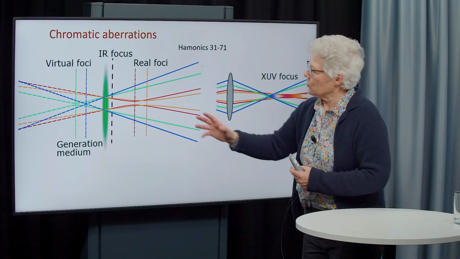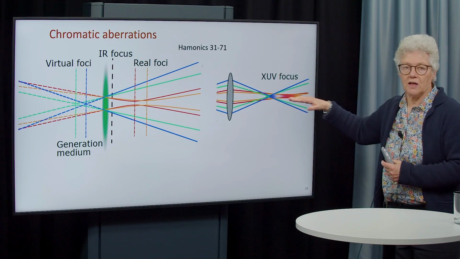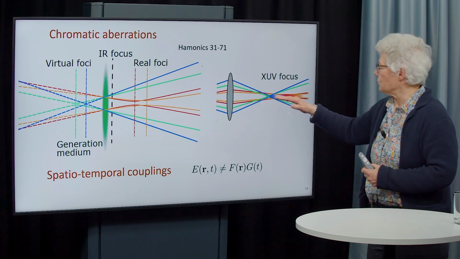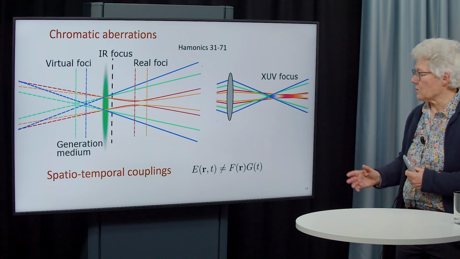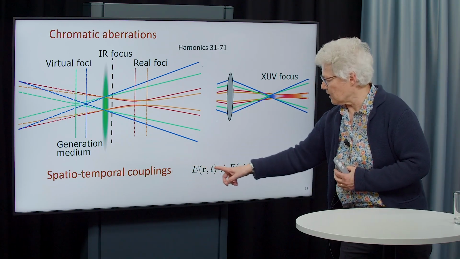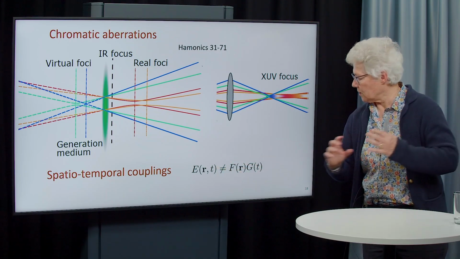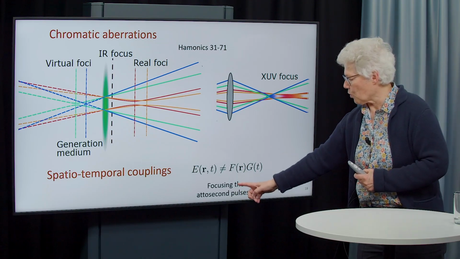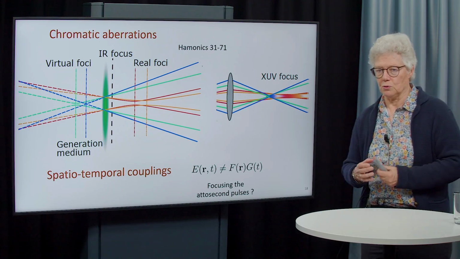So when you refocus the radiation, you will get a very extended XUV focus. This is obviously a difficulty if you want to have very short attosecond pulses. The attosecond pulse will exhibit spatio-temporal coupling. The electric field cannot be written as a product of a spatial part and a temporal part; they are coupled. And this obviously leads to a problem: how to focus the attosecond pulse and keep the very short pulse duration.